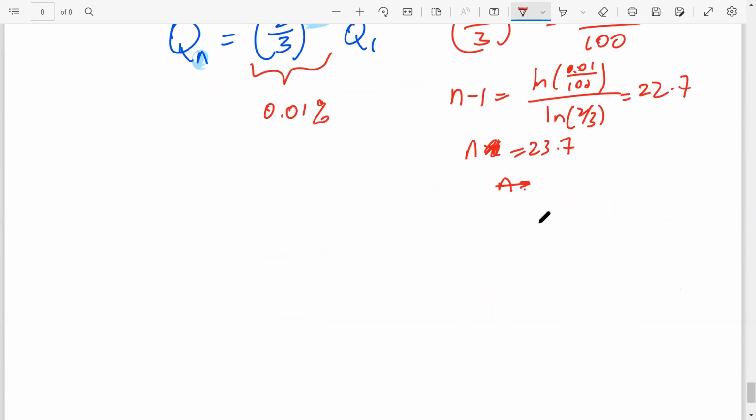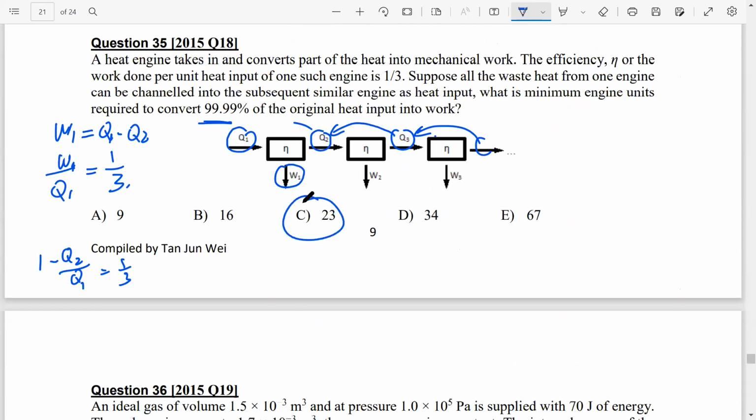Now, 24, okay? When we say 24, it's not 24 in this case. 24 is not the answer here. It's actually C. Now, why?